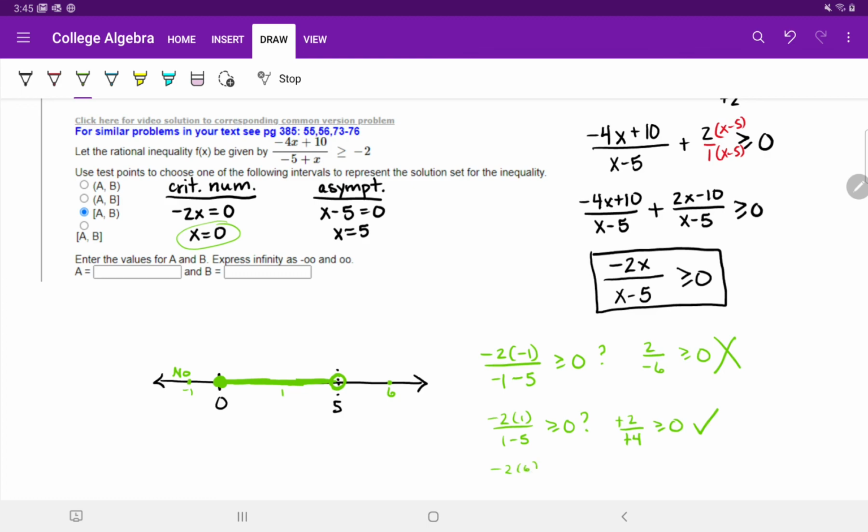Negative 2 times 6 over 6 minus 5. Is that greater than or equal to 0? That'll be negative 12 over 1. That's a negative number, so that's not greater than or equal to 0, so this is a no. If we want to rewrite this in interval notation, we'll start at 0 with a bracket, go up to 5 with a parenthesis, and that's it. So we're looking for this style of solution where a is 0, b is 5.